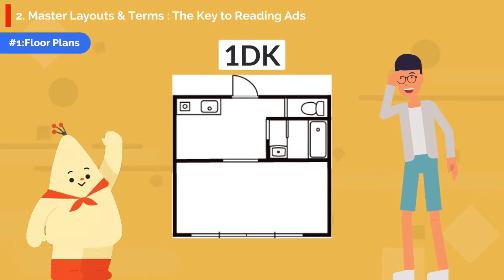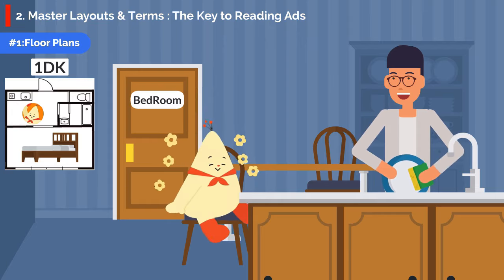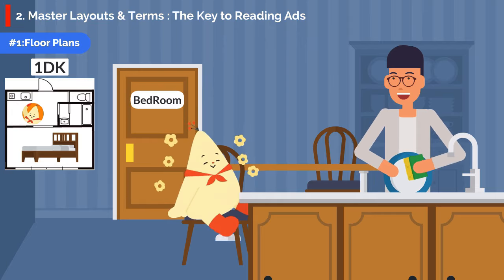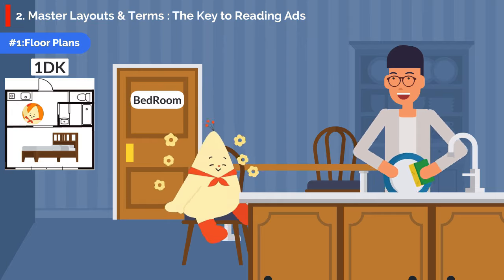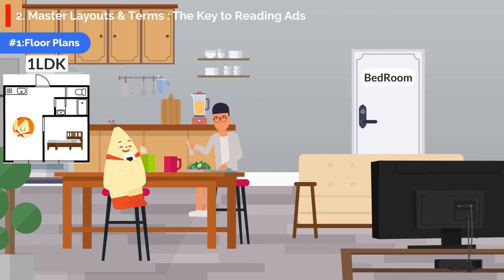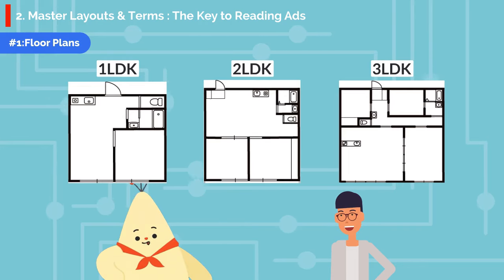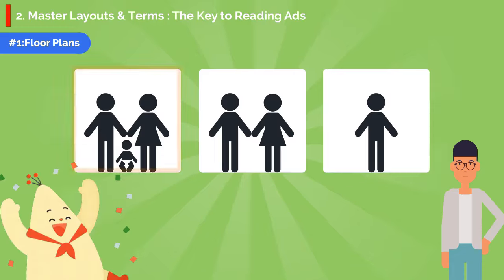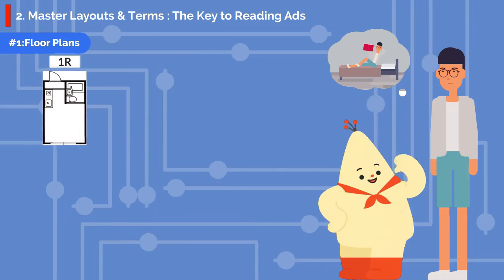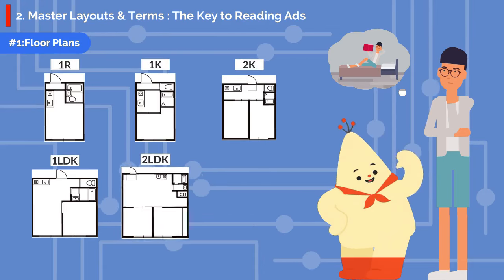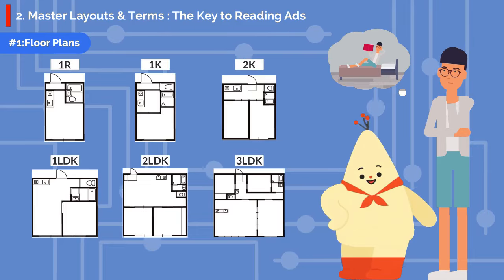1DK includes a dining and kitchen area plus a bedroom slightly larger, suitable for one or two people. 1LDK adds a living room to the dining and kitchen area. This is similar to a one-bedroom apartment overseas and feels more spacious. As the number increases, like 2LDK or 3LDK, the number of rooms increases too, making them suitable for families. Choosing the right floor plan depends on how many people will live there and what kind of lifestyle you want.